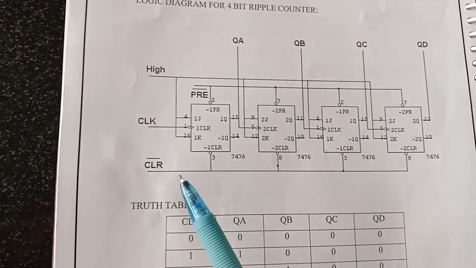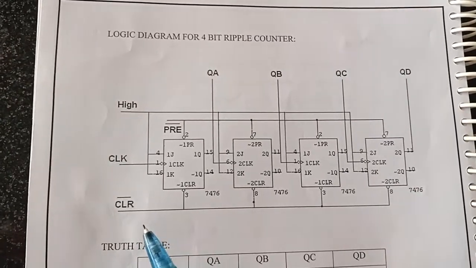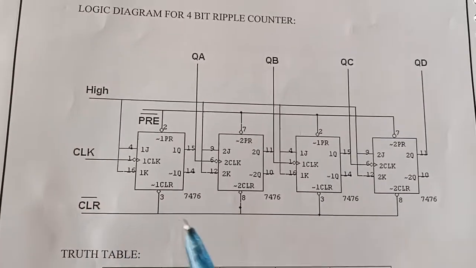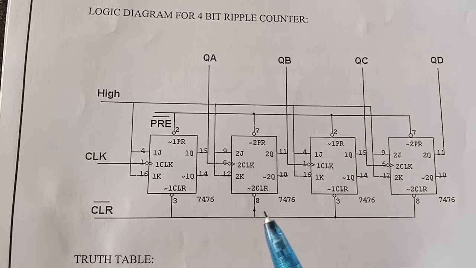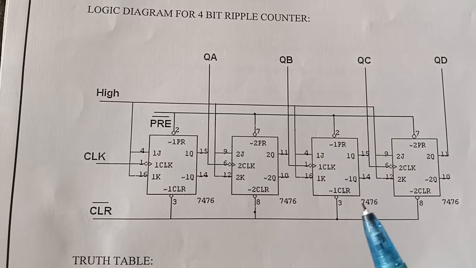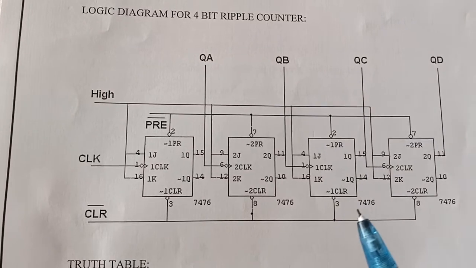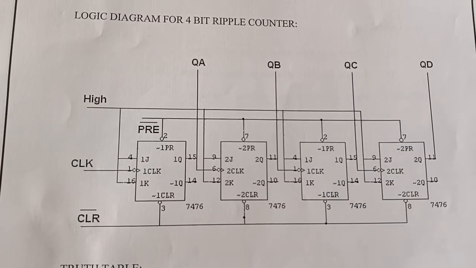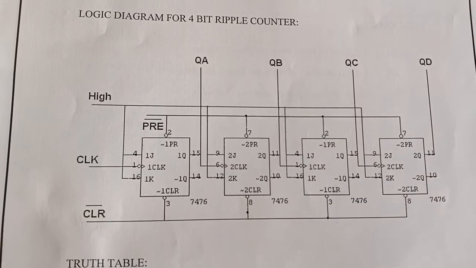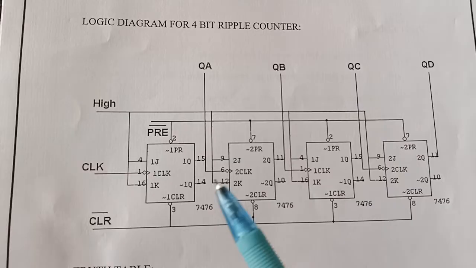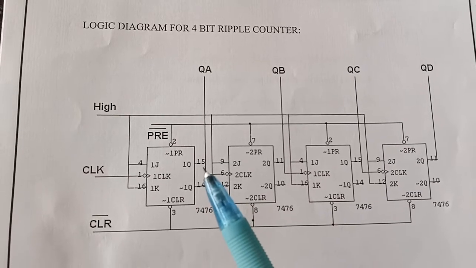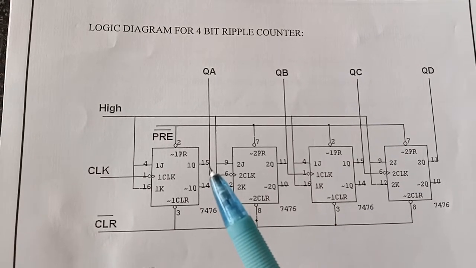Next, we want to apply the clear signal: pin number 3 and pin number 8 for the first and second JK flip-flops. For the third and fourth JK flip-flops also, we apply the clear at pin number 3 and pin number 8. Finally, we get the outputs QA, QB, QC, QD. The output QA is taken from the first JK flip-flop output at pin number 15.